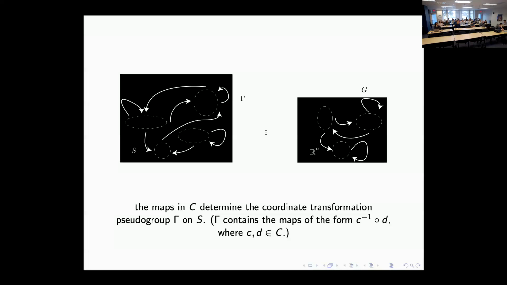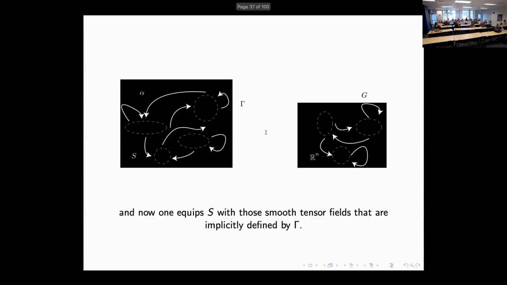Now we have a pseudogroup on our manifold on the left-hand side. We can use the pseudogroup to build up tensors on the left-hand side. In particular, we consider those tensor fields alpha on the smooth manifold S that are implicitly defined by gamma. That is, the smooth tensor fields on S that remain unchanged when pulled back via any of the maps in gamma. We equip S with these tensor fields, implicitly defining a collection of tensor fields on the left-hand side.